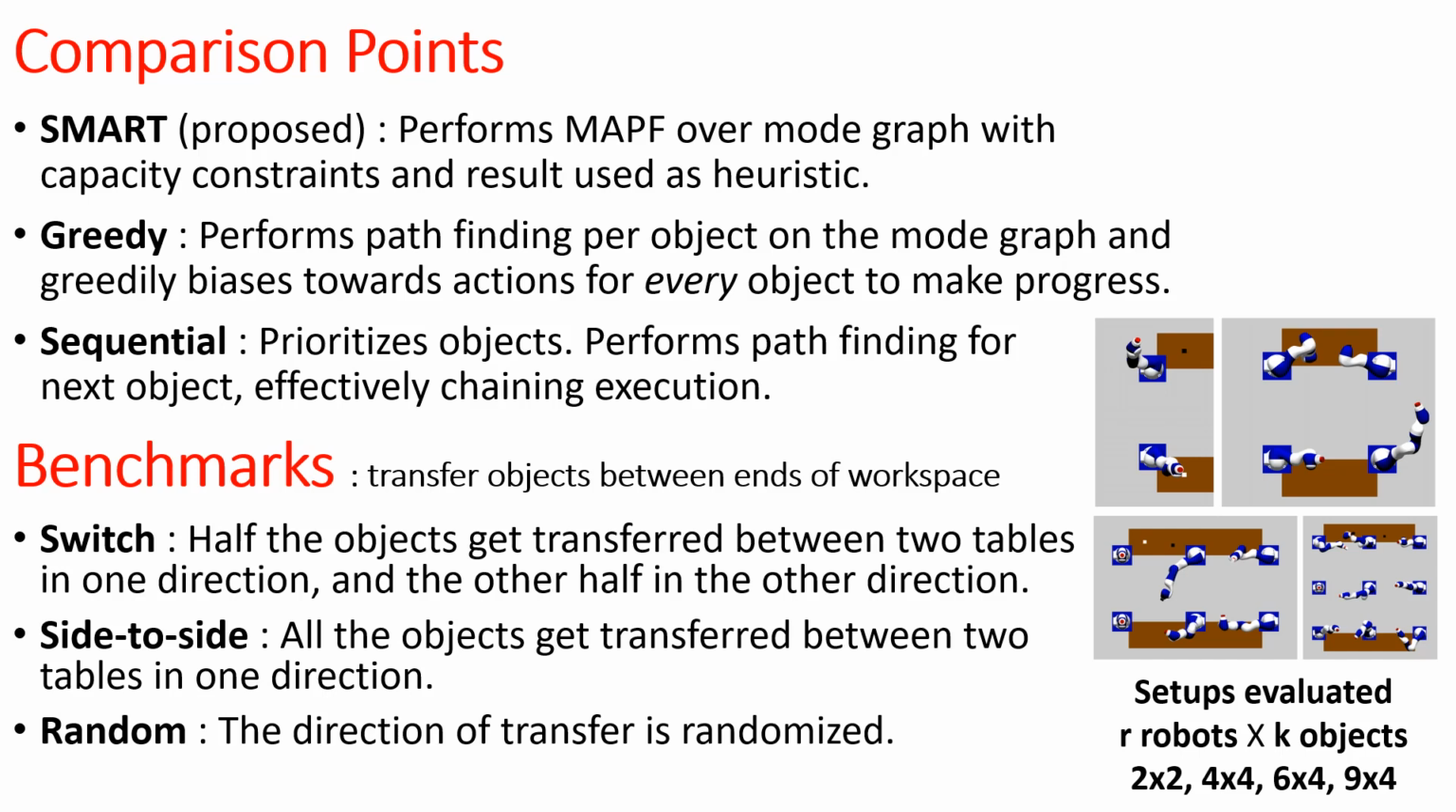So the benchmarks we have chosen all involve KUKA manipulators, an increasing number of KUKA manipulators in a tabletop rearrangement workspace setup. And we evaluate three classes of tasks. One is to switch object poses between two ends of a table. The other one is to move a set of objects from one side to the other, and the third one being random, where the object poses are chosen at random and can involve a combination of switch and side-to-side benchmarks.